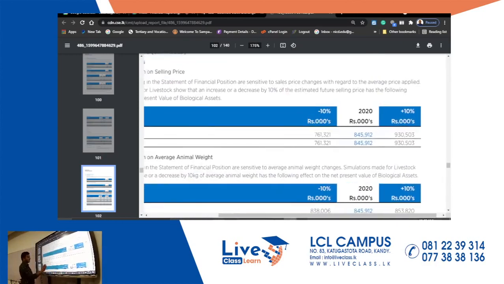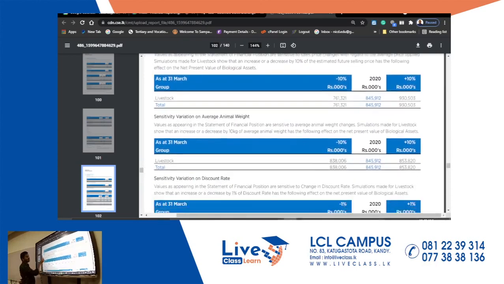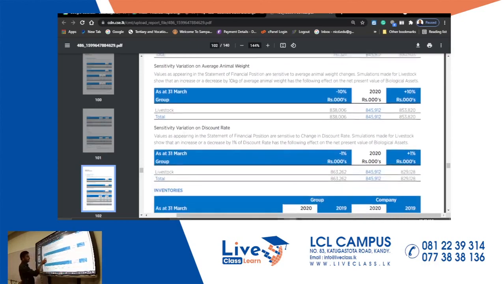ඊට පස්සේ කියනවා මේ වගේ මේ අපි මේ සත්තුන්ගේ weight එක අරන් තියෙනවා. Sensitive variation for the average animal weight. Value as appearing in the statement of financial position are sensitive to average animal weight. දැන් සත්තුන්ගේ බර වෙනස් වුණොත් ඒ බර 10% වලින් වෙනස් වුණොත් කොච්චර impact එකක් එනවද? asset එක කීයක් වෙනවද? ඒවත් දීලා තියෙනවා.